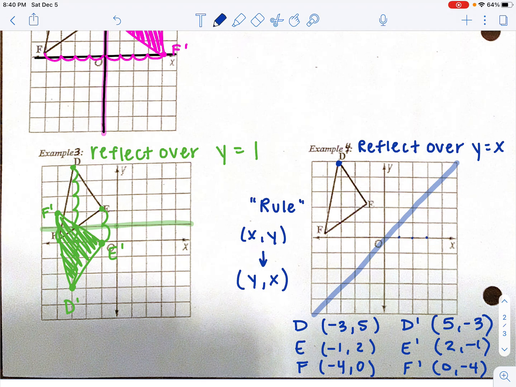So D prime is 5, -3. 1, 2, 3, 4, 5. 1, 2, 3. D prime. E prime is 2, -1. 1, 2, 1. And F prime is 0, -4. 1, 2, 3, 4. And I have successfully reflected over the lines. This one has a really nice rule, as long as you have that memorized.